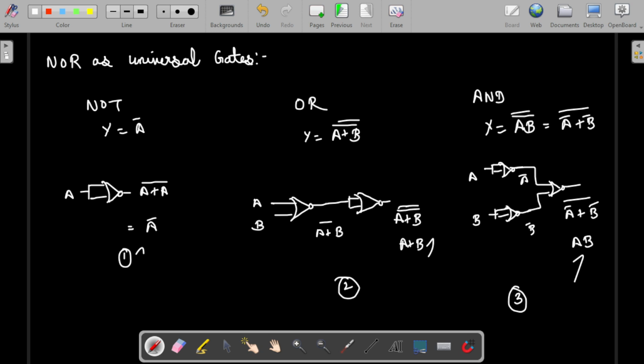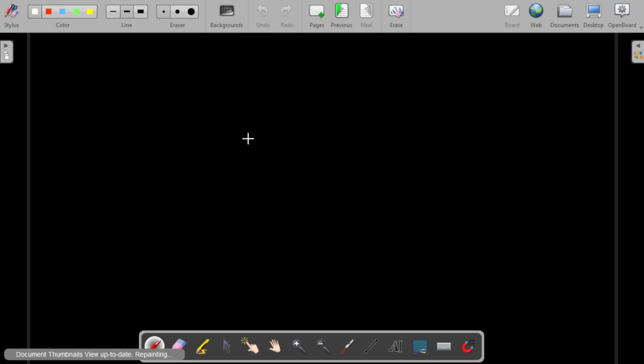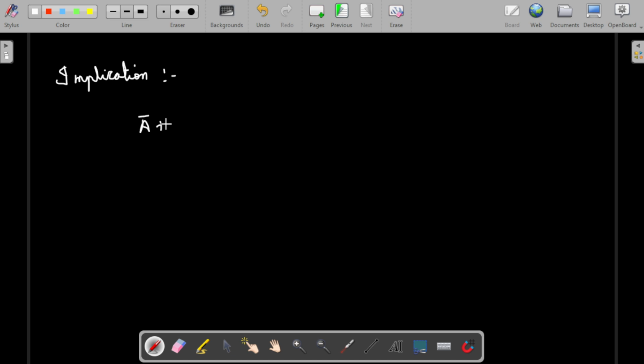This is how we call NAND and NOR gates universal gates. You may ask whether only these two are universal gates, but there are two more gates that are also called universal gates. One is implication, but this is not quite used in any of the cases; it is just for your understanding, so don't confuse it. Implication is where the output will be A bar plus B. This is how the logic gate looks, and the truth table will be like this. With implication also, we can implement any logic.